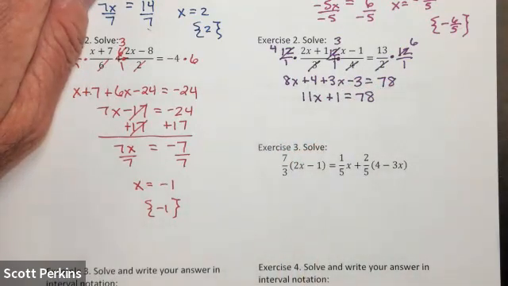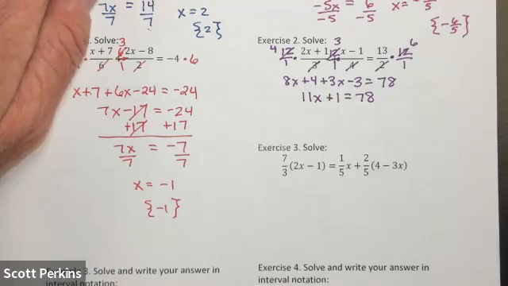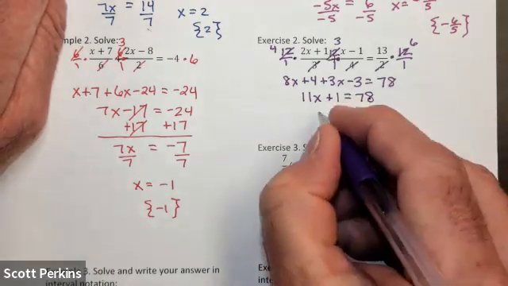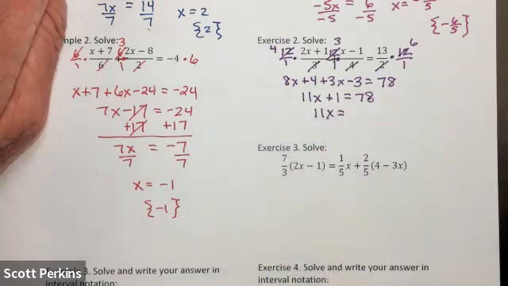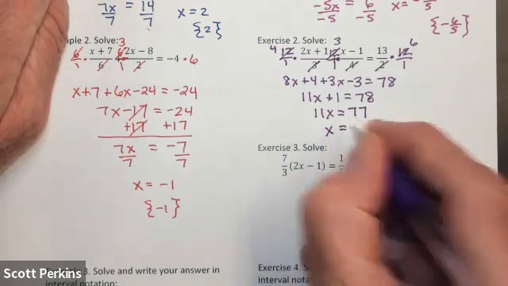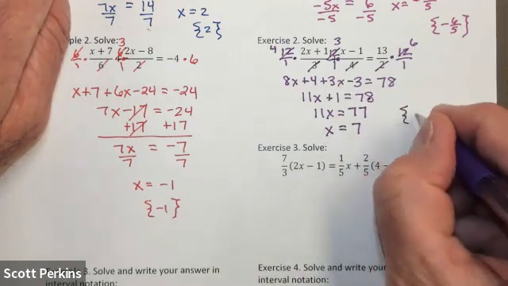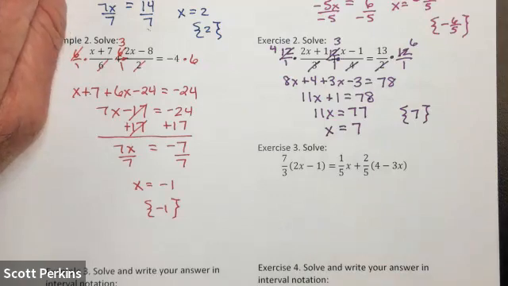Just for room's sake, I'm not going to write down all the steps. I'll verbalize them for you. My x's are already on the same side, so I've got to get the numbers on the other side. So I've got to subtract this 1 from both sides. And when I subtract the 1 from both sides, what's left on the right? 77. So now I have 11x equals 77. I've got to divide by 11. And when I divide by 11, what do I have on the right? 7. There's my solution. The solution is 7.